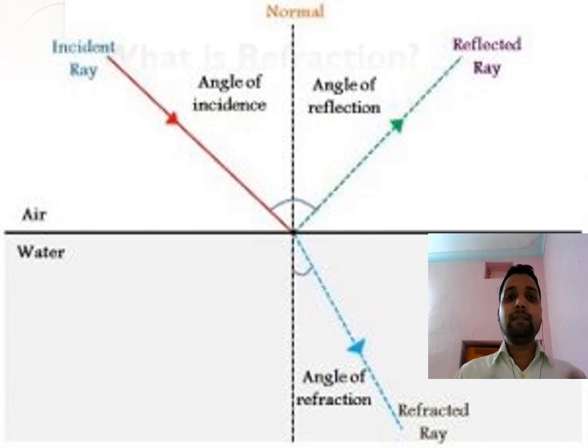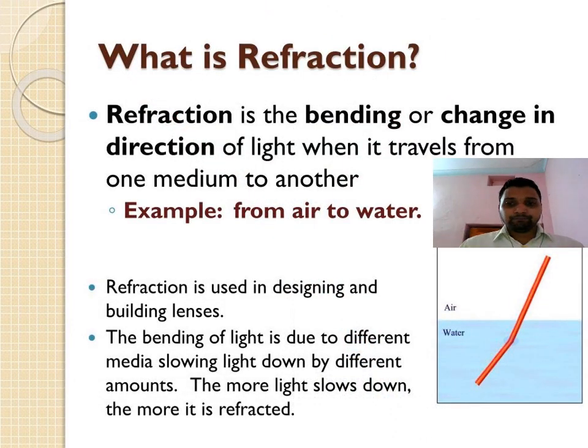So, what can we say the refraction. Refraction is the bending or change in direction of light when it passes from one transparent medium to another. That can be from air to water, water to glass, glass to diamond, or glass to water.